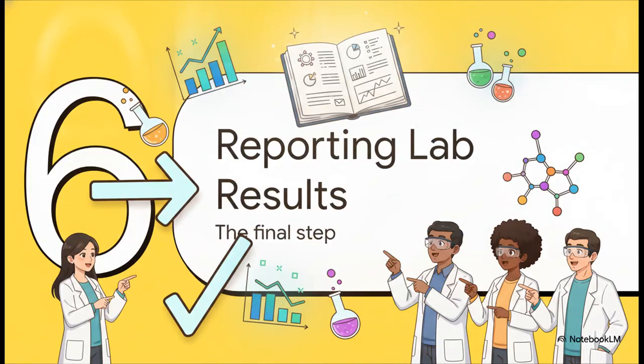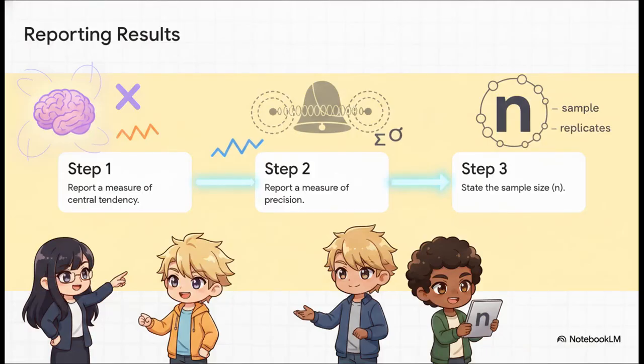All right, final stretch. Section 6, reporting lab results correctly, the final step. When you're writing up that final report, to provide a totally complete, transparent, and accurate summary, you must always report these three specific parameters together. First, your measure of central tendency, so your mean or median. Second, your measure of precision, like your standard deviation or interquartile range. And third, your sample size, usually denoted by a little n, which is just how many replicates you actually measured.